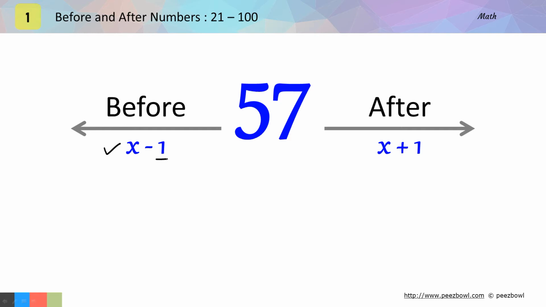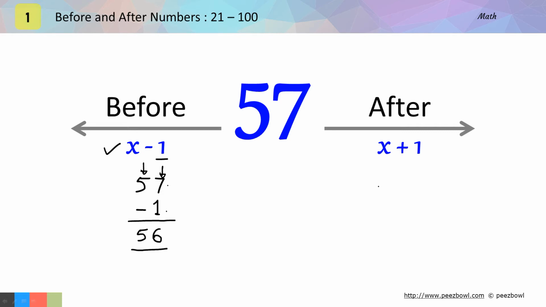I will write 57 here and 1 below 7 and a minus sign before 1. So 7 minus 1 is 6. Okay, I write 6 at the ones place and 5 will come at the tens place. So we have 56.